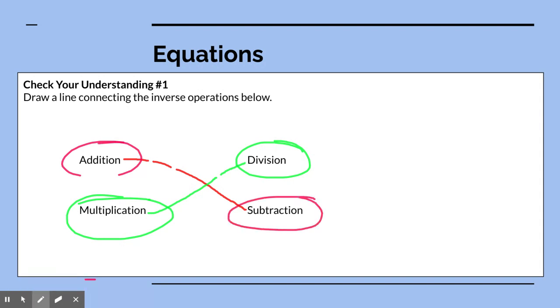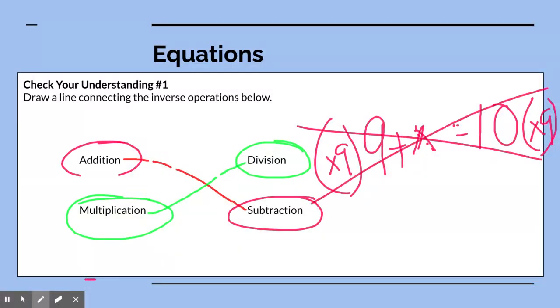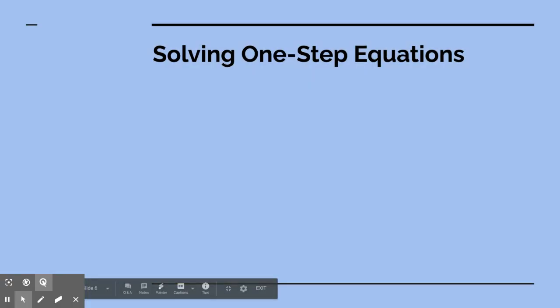If you have 9 plus x is equal to 10, you don't, for whatever reason, multiply by 9 on both sides. You don't do this. That's not what you do because multiplication is not the opposite of addition. That's just not how it works. So make sure that we understand that and use the proper inverse operations.